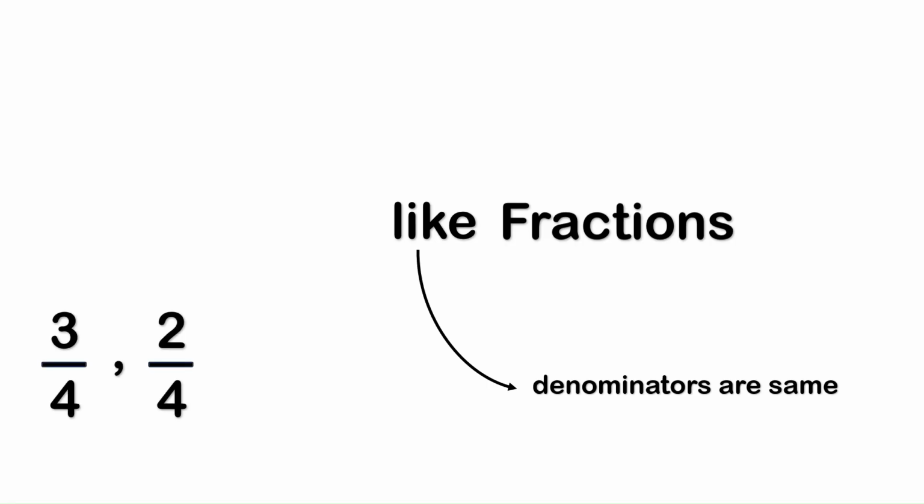But the long phrase fractions with equal denominators or fractions with identical denominators or fractions with like denominators takes a lot of time and space in speaking as well as in writing. So there is a short name for these type of fractions and it is like fractions. So whenever you come across the term like fractions, just keep in mind that their denominators are same. For example, 3 upon 4 and 2 upon 4. These two fractions are like fractions because their denominators are same, which is 4.